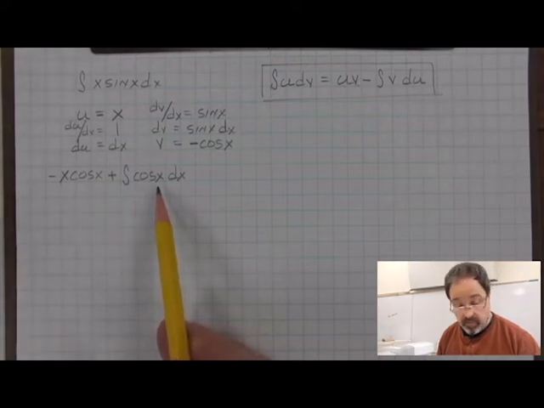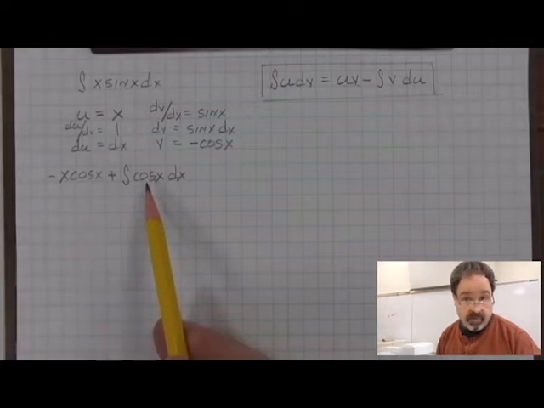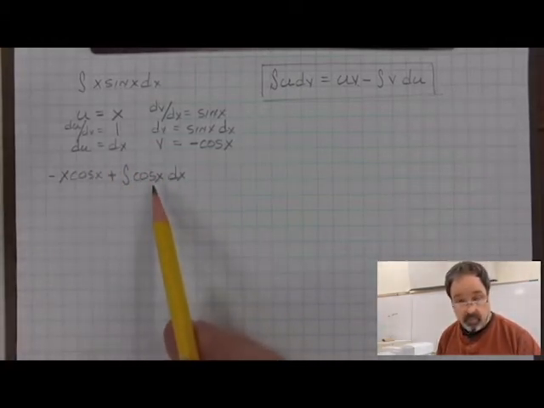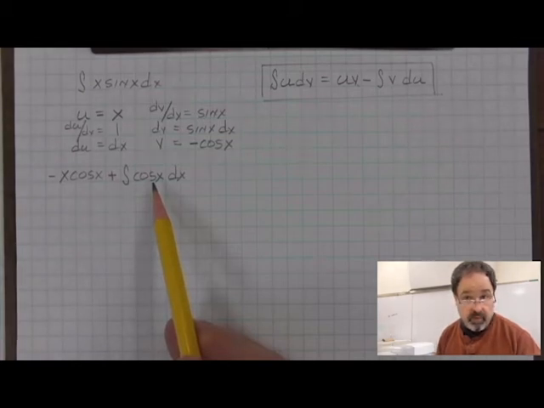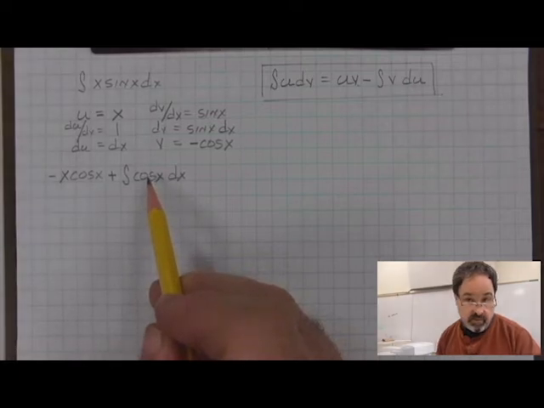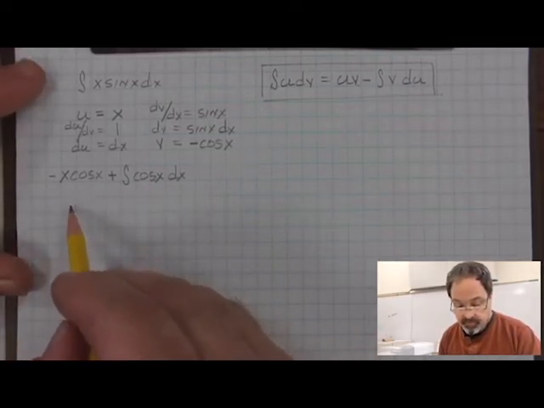But it doesn't always work that the new integral is easy to integrate or even possible. So we may abandon it sometimes at this step when we see if it has helped or not. In this case, the integral of cosine x is easy to find. So I'm going to proceed with the last step.